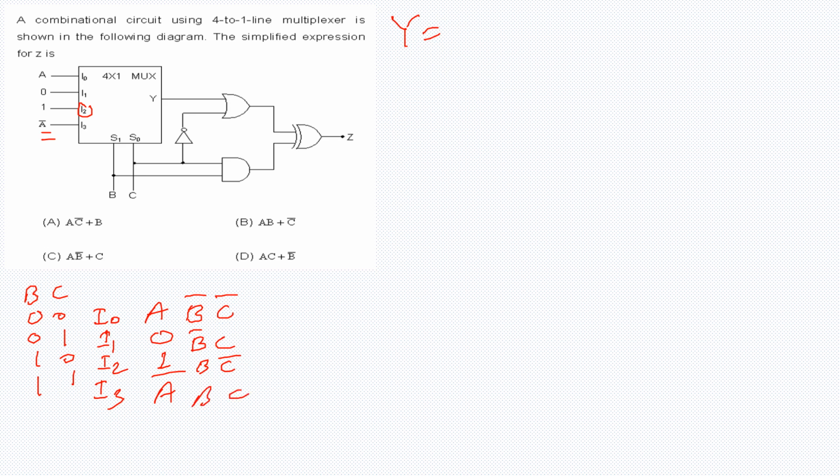So my Y expression is simply the ORing of all these four terms, because any one of them can occur. That's why we are ORing it. So my Y will be A B bar C bar plus 0 dot B bar C plus 1 B C bar plus A bar B C.